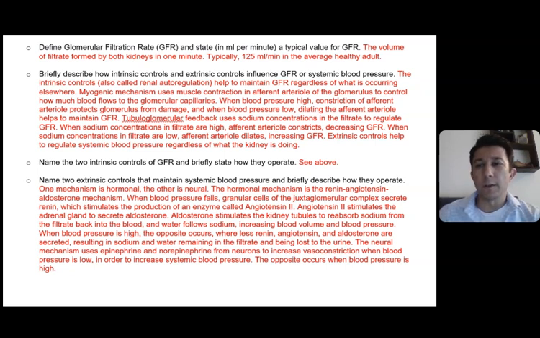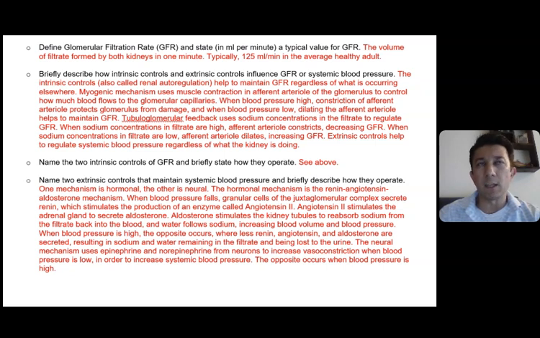The extrinsic controls, on the other hand, the term extrinsic refers to controls that are external to the kidney, right? So that is controls that are coming from other places in the body. It is the responsibility of the extrinsic controls to maintain systemic blood pressure throughout the rest of the body, regardless of what the kidney is doing. Because the intrinsic controls are within the kidney. That is, their job is to maintain GFR regardless of what's going on.